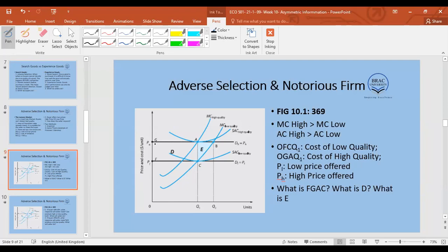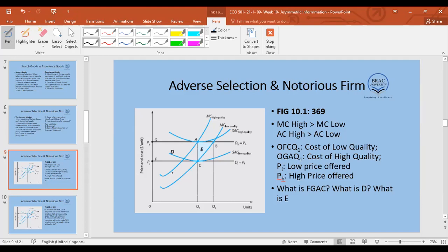Yes, sir. You've understood, Kazi. What about the other people? I offer a high price. The seller also gives me a high quality product. So he operates on this cost curve. Equilibrium is now at point A. So revenue and cost are the same.